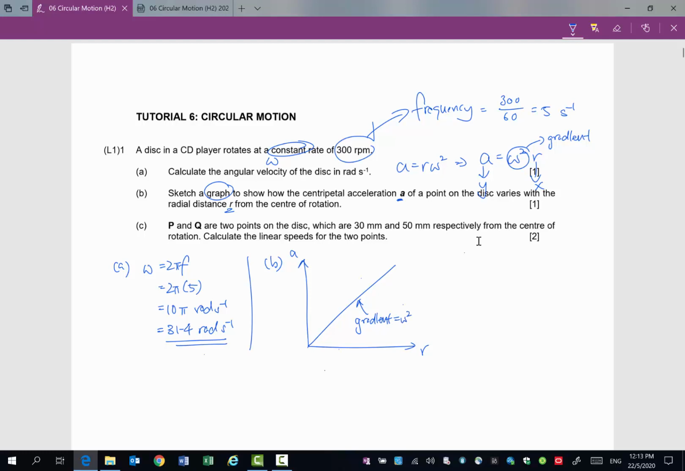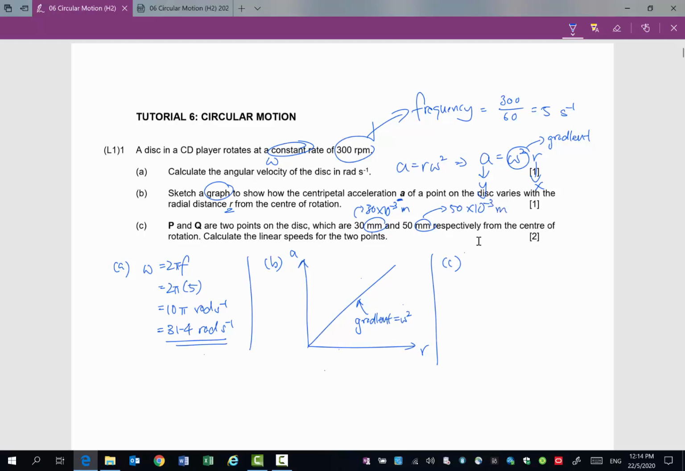Okay, so lastly, let's move on to part C. In part C, I have P and Q, 2 points on the disc that are 30 mm and 50 mm respectively from the center of rotation. Calculate the linear speed for these 2 points. Take note, for mm, we normally need to convert it to meter. So 30 mm is 30 multiplied by 10 to the power of negative 3 meter, and 50 mm is 50 times 10 to the power of negative 3 meter.